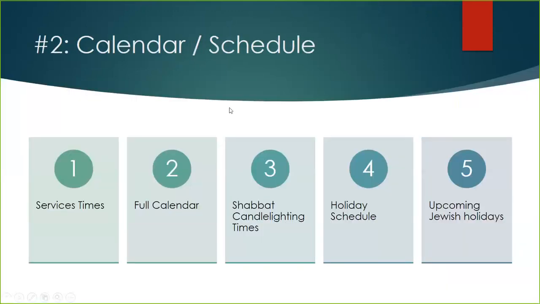Now, the next broad component is a calendar and schedule, and there's going to be 5 parts to this: service times, the full calendar, Shabbat candlelighting times, holiday schedule, and upcoming Jewish holidays.